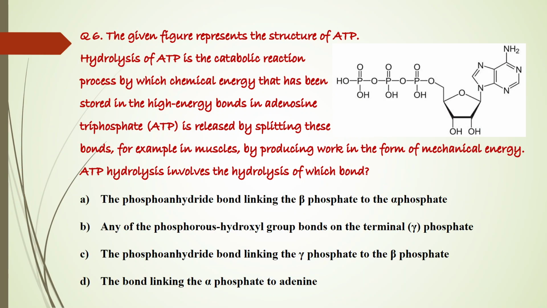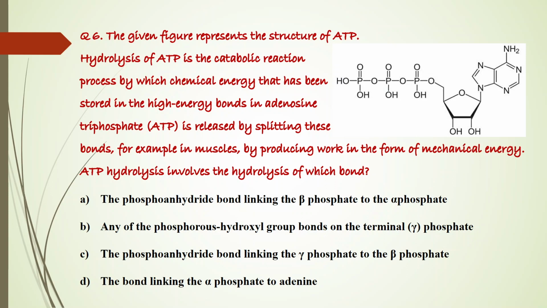In question number 6, they say the given figure represents the structure of ATP. We all know now that this is the structure of ATP. Hydrolysis of ATP is the catabolic reaction by which chemical energy stored in the high energy bonds in adenosine triphosphate is released by splitting these bonds, for example in muscles, by producing work in the form of mechanical energy. So this is just a whole essay. You just need to identify which bond ATP hydrolysis involves.